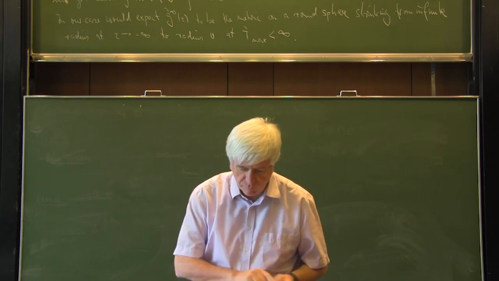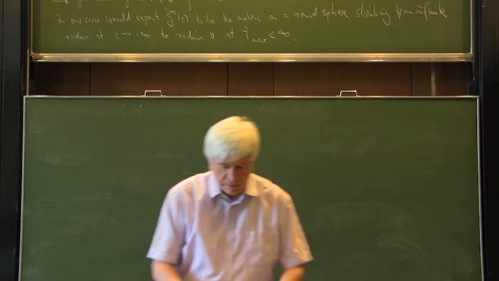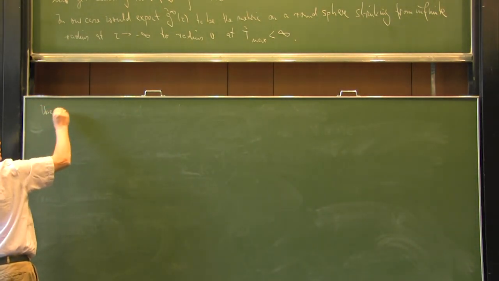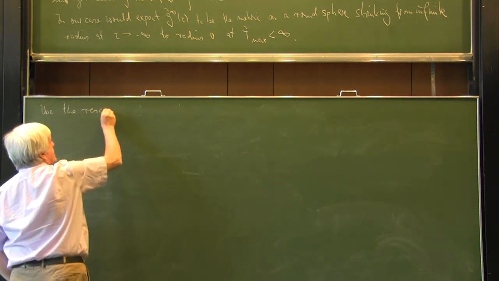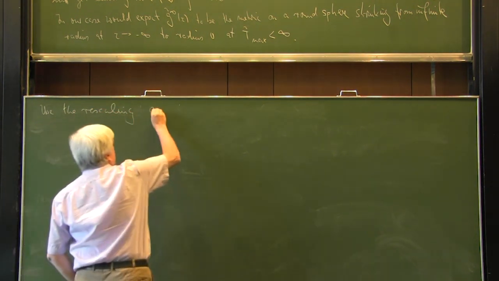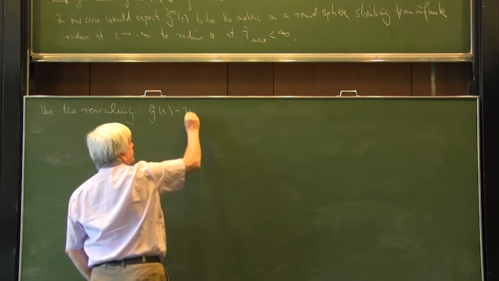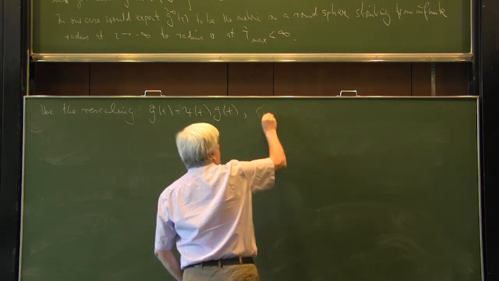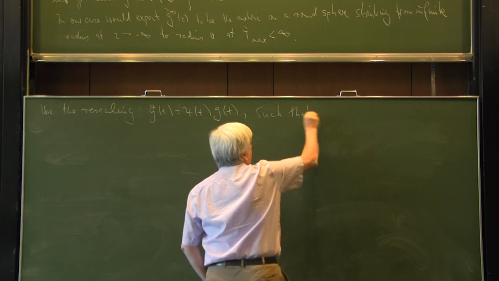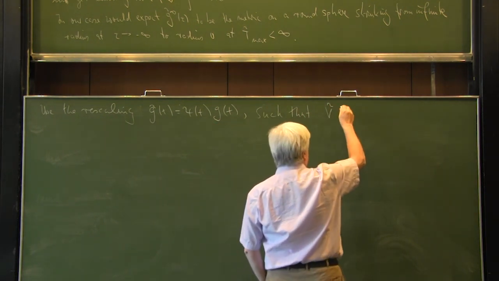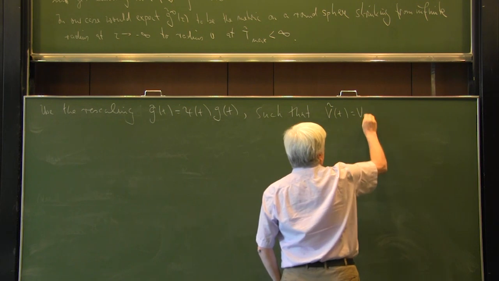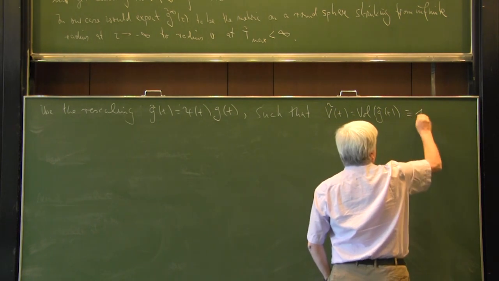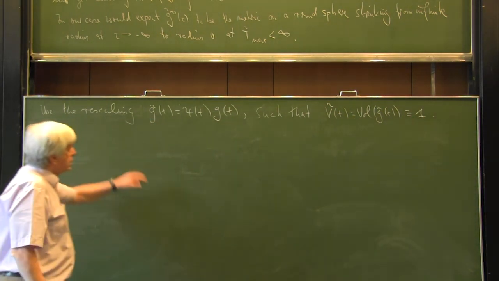Okay, so now use the rescaling G tilde of t equals psi of t times G of t such that V tilde of t, the volume of G tilde of t, is identical to 1.